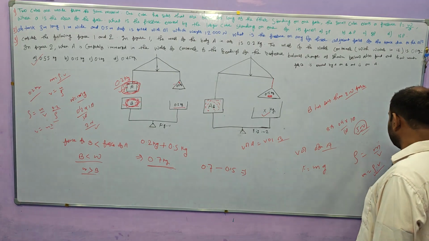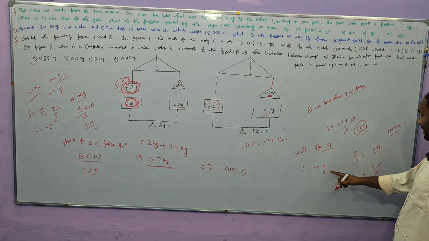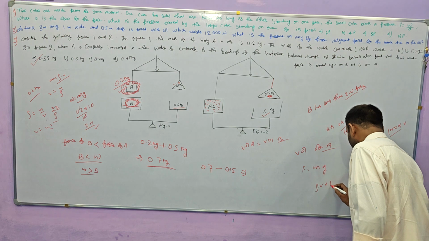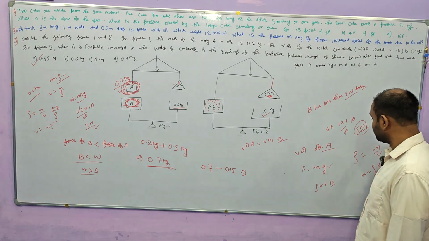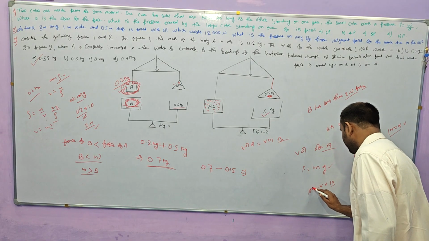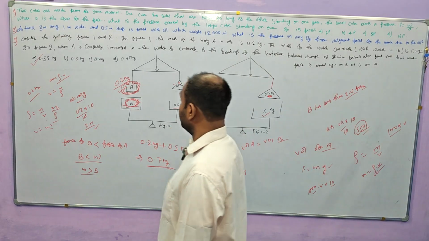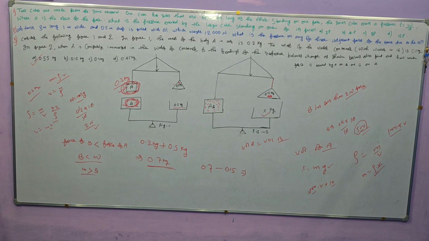and that's we need to find out M, and that's we give rho into V into 10 g, and we have also 1000. We just need to find out volume of A.